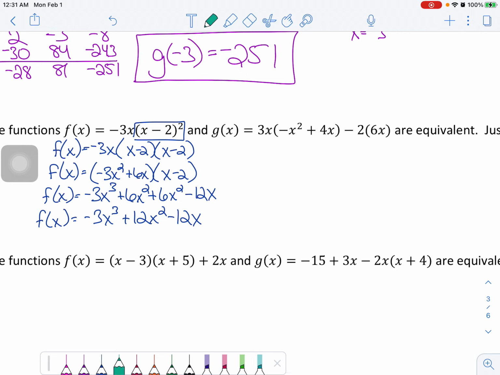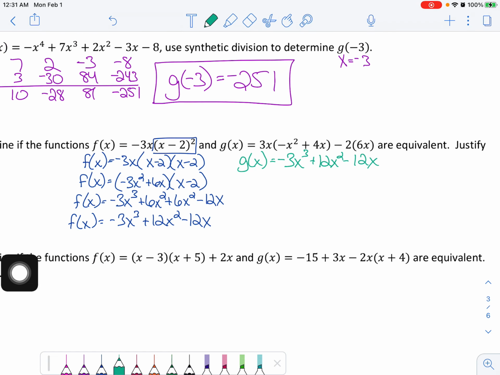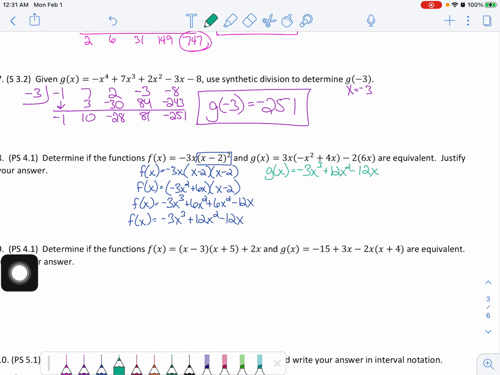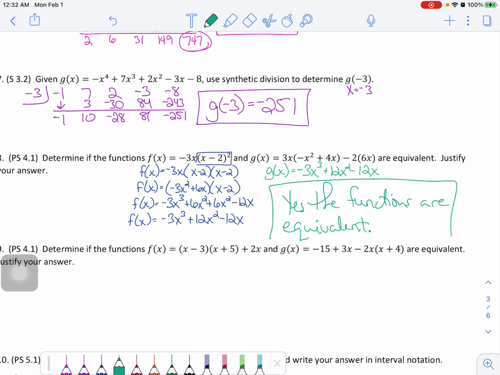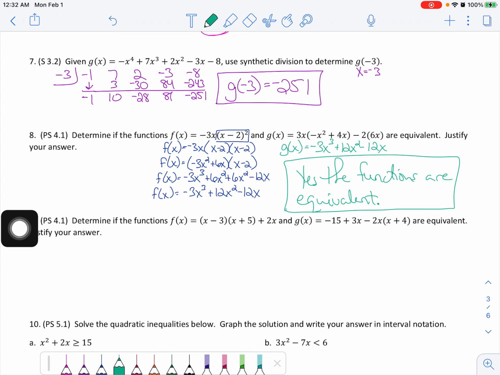Let's see what happens if I multiply out g of x. So let's see, -3x cubed plus 12x squared minus 12x. Do they match? They do. So determine if the functions are equivalent. Yes. The functions are equivalent. And you don't have to say anything else other than that because your justification is the work that you showed here and here for distributing. So there's nothing else to do.